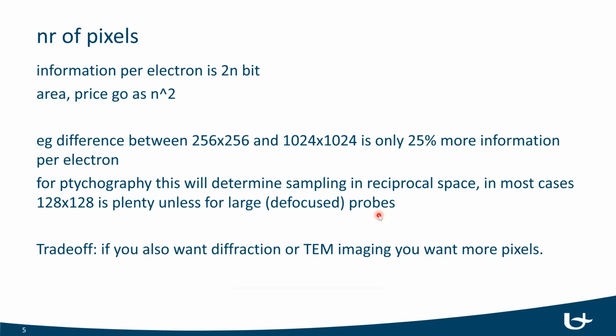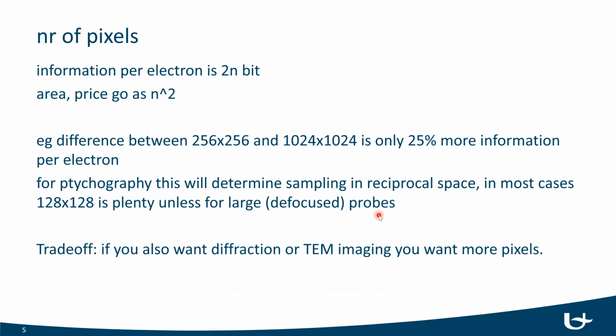One way to look at it is that the information per electron is something like 2n bits, with n being the number of pixels in one direction. So if you have a 256 by 256, then when an electron hits a specific pixel, you can convey that information by giving an x and a y coordinate in 2 times 8 bits, for instance. But the area and the price of the chip go as n squared.